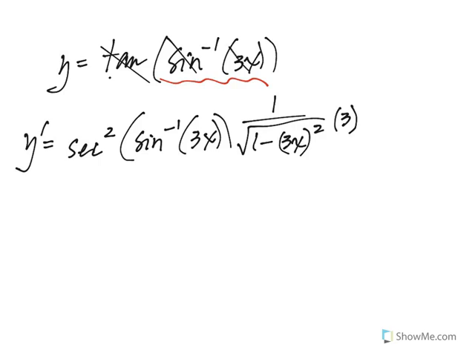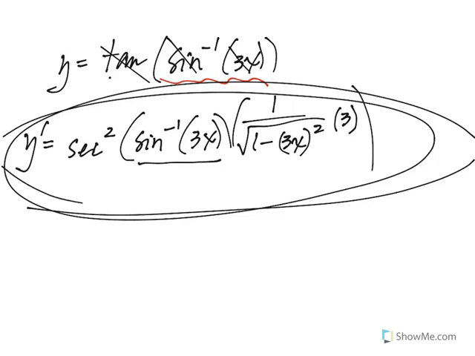That entire string of things, and by the way, I am only arc sining this first part here. So you can group this separately. It is the product between those two. That then is my chain rule derivative for the tangent of the arc sine of 3x.